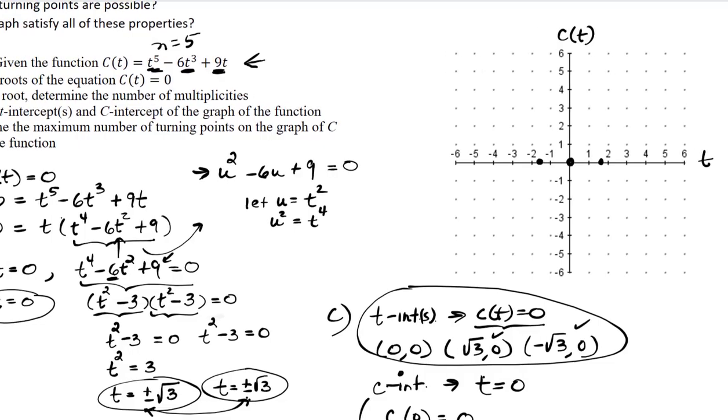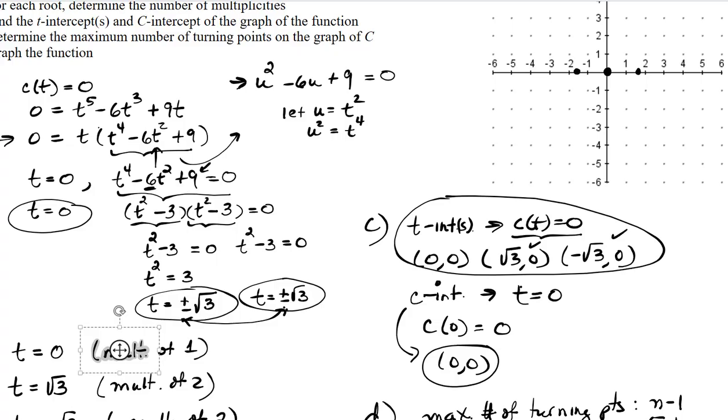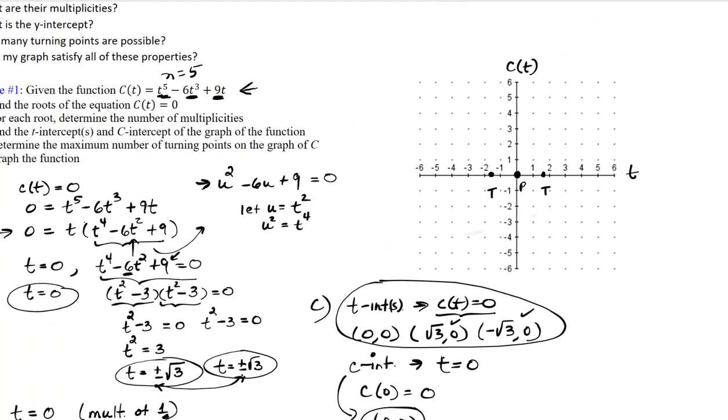And with the first root, t equals 0, it has a multiplicity of 1, which means that at the point 0, 0, the graph is going to pass through that point due to its odd multiplicity. And then for the other two roots, square root of 3 and negative square root of 3, the graph is going to touch those intercepts because of their even multiplicity. So T for touches or tangent to, the letter P here represents passes through.